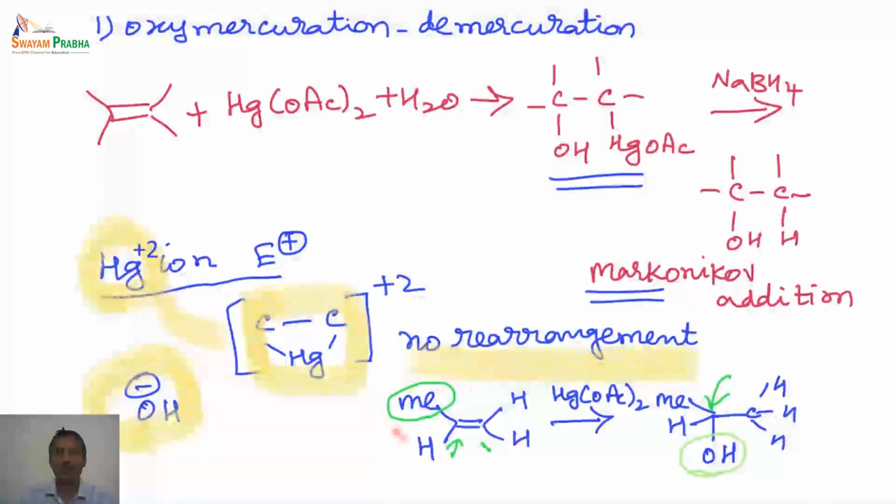And when we use substituted alkenes as shown here, this carbon has a methyl group and a hydrogen. This carbon has hydrogen and hydrogen, only 2 hydrogens. So this is the more substituted carbon. When this undergoes the oxymercuration, demercuration reaction, the hydroxy group is introduced to the more substituted carbon. So this is why this is called a Markovnikov addition.